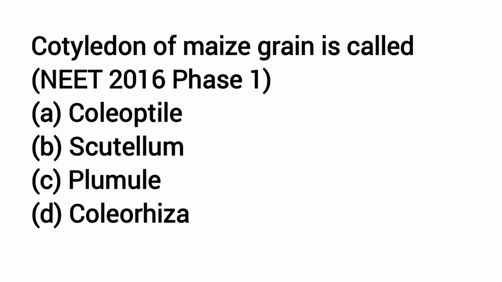Next one, the cotyledon of maize grain is called. You all know that maize is a monocotyledon, and the cotyledon that is present in maize is called scutellum. So the single shield-shaped cotyledon of the monocot grain is known as scutellum. So the answer is option B, scutellum, the correct answer for this question.